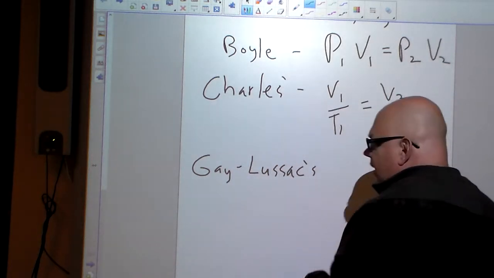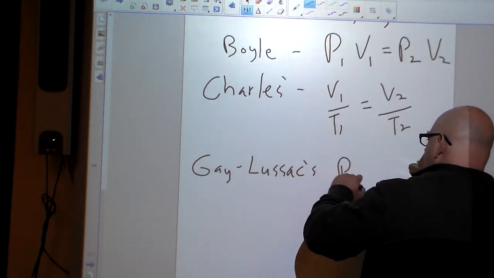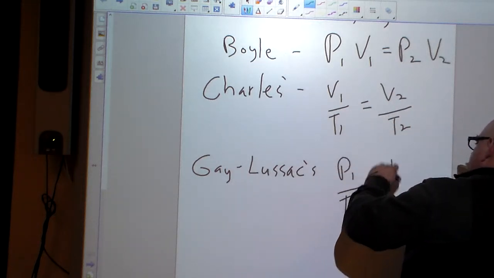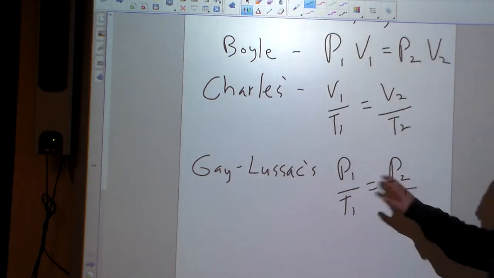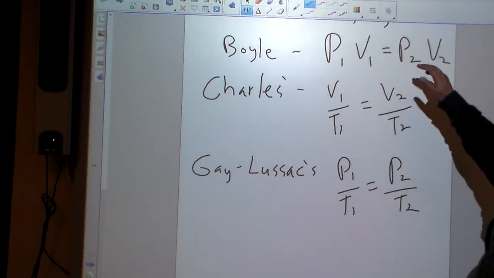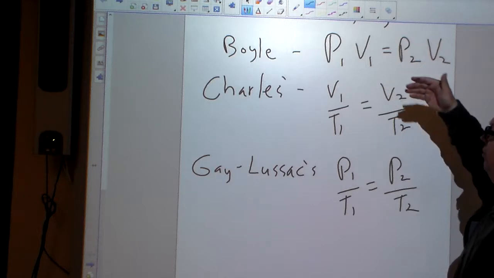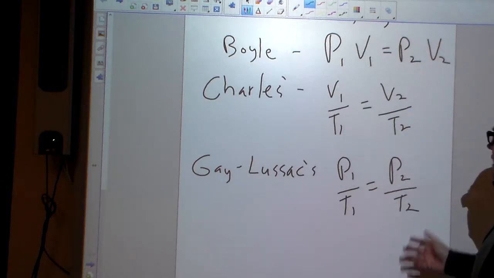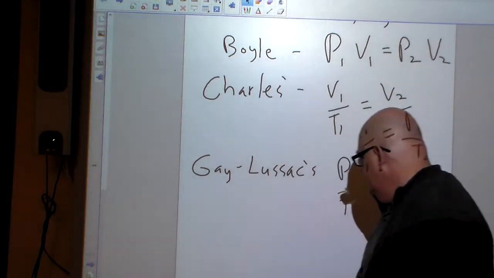And what Gay-Lussac was saying is, keep the volume the same, so pressure 1 over temperature 1 is equal to pressure 2 over temperature 2. Keep the volume absolutely the same. So these are the three situations you have. For Boyle, we kept the temperature constant. For Charles, we kept the pressure the same. And in Gay-Lussac's, we kept the volume the same. So those are our resulting formulas.